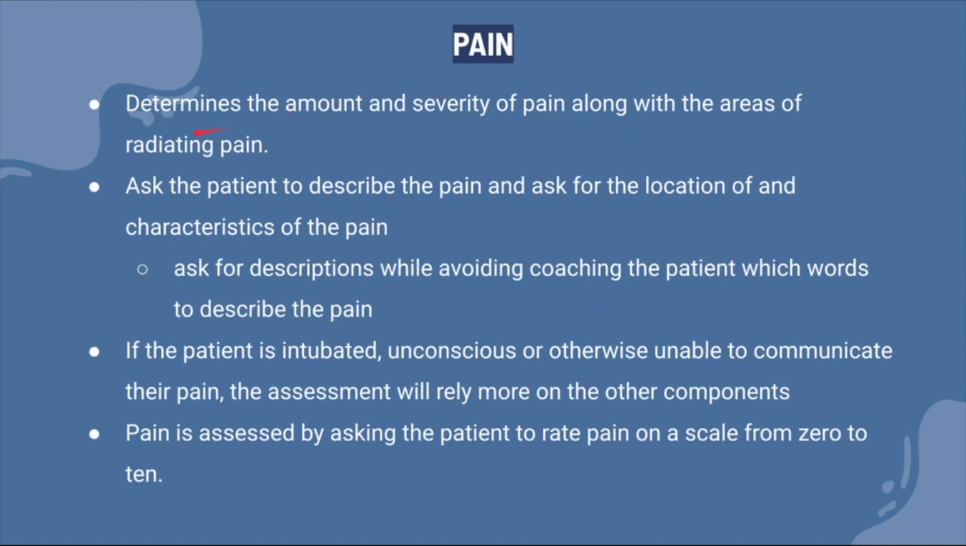Next is pain. Determine the amount and severity of pain along with the areas of radiating pain. Ask the patient to describe the pain and ask for the location and characteristics of the pain. Ask for descriptions while avoiding coaching the patient on which words to use to describe the pain. If the patient is intubated, unconscious, or otherwise unable to communicate their pain, the assessment will rely more on the other components. Pain is assessed by asking the patient to rate pain on a scale from 0 to 10, with 0 the weakest and 10 the highest.